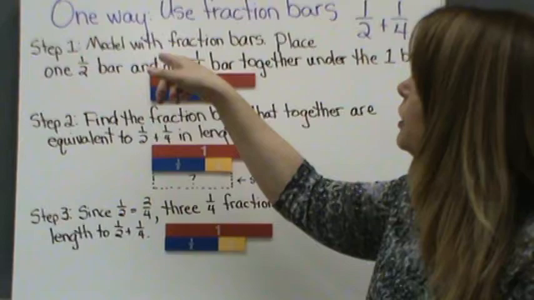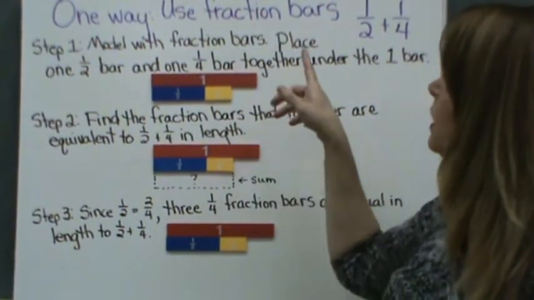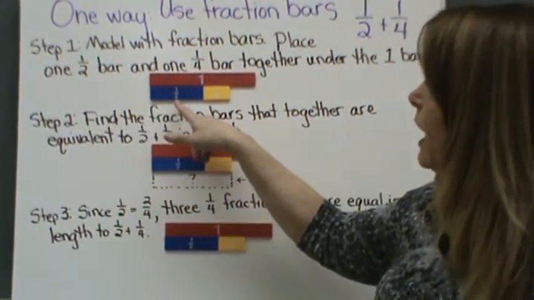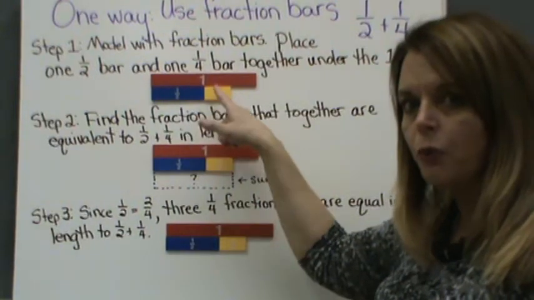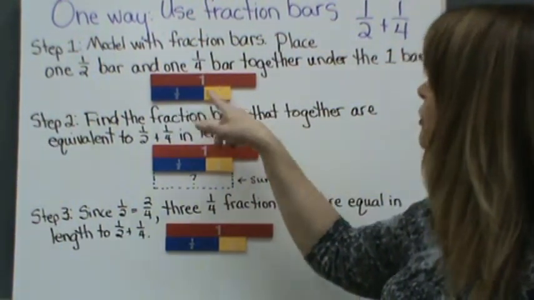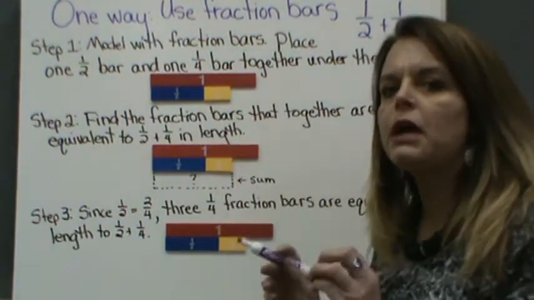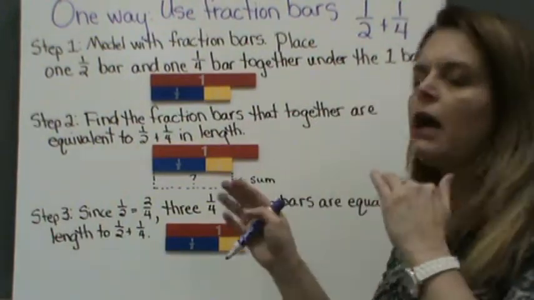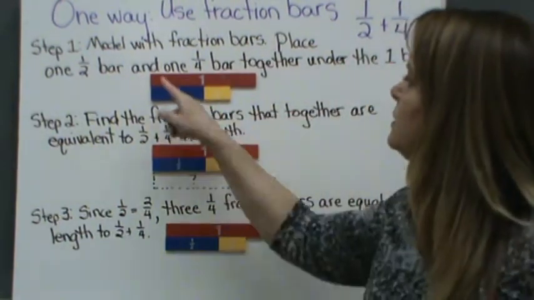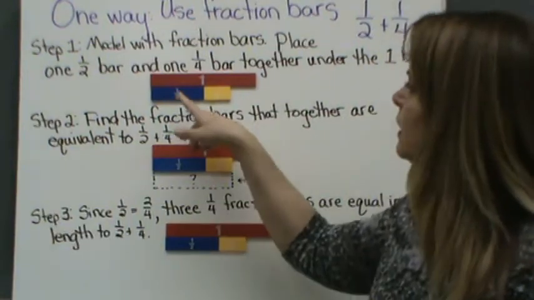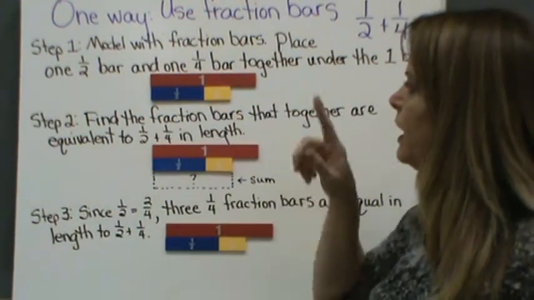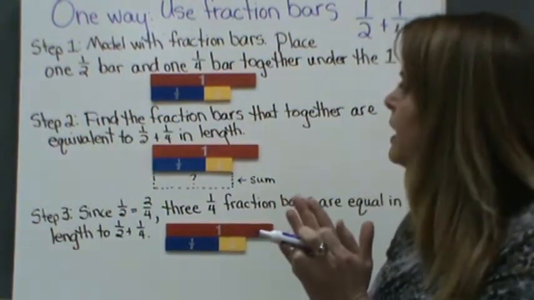Step 1, you're going to model with your fraction bars. You're going to place one 1/2 bar and one 1/4 bar together under the 1. And the 1 just helps you to keep everything in line and kind of see where your fraction's headed. So I put my 1 down, put a 1/4 and a 1/2 underneath side by side.